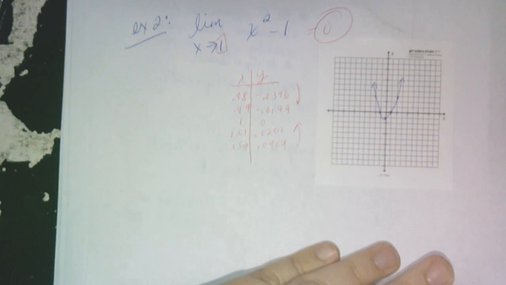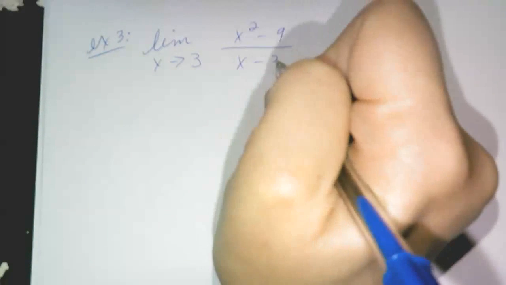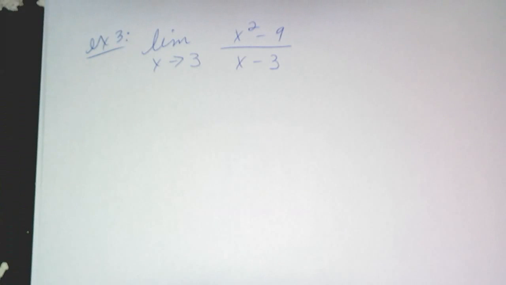All right, let's do another one. What's the limit of this one, guys? 9 minus 9 is 0, 0 over 0. There is no limit, undefined.